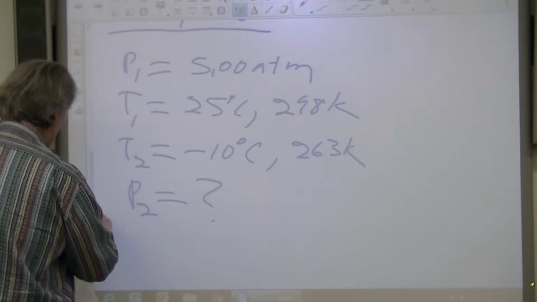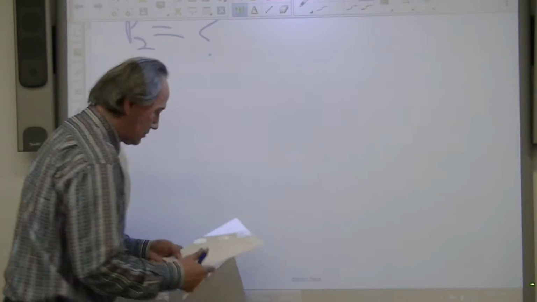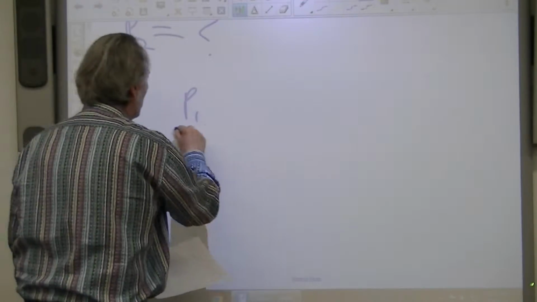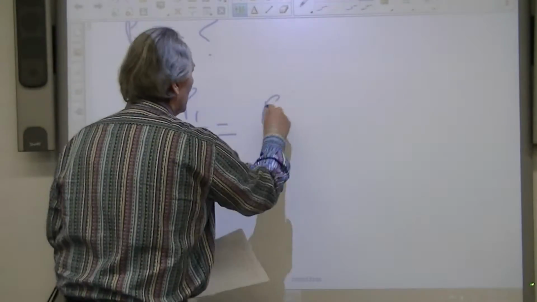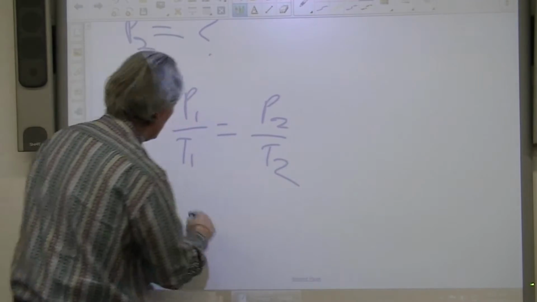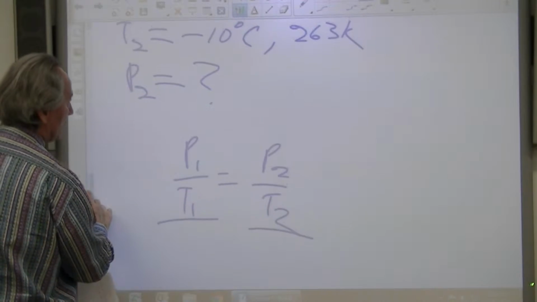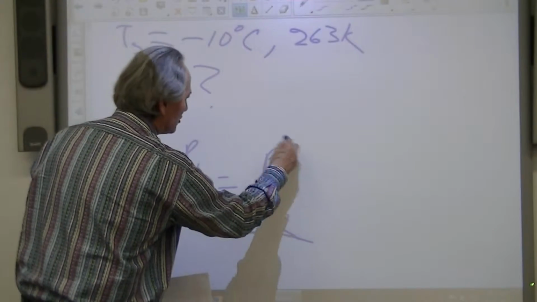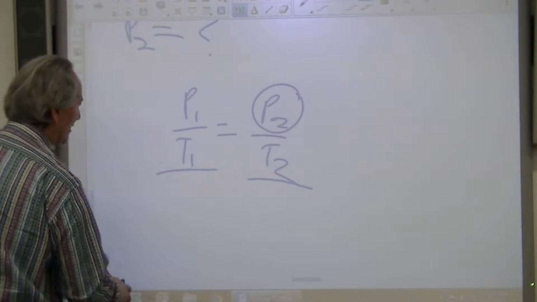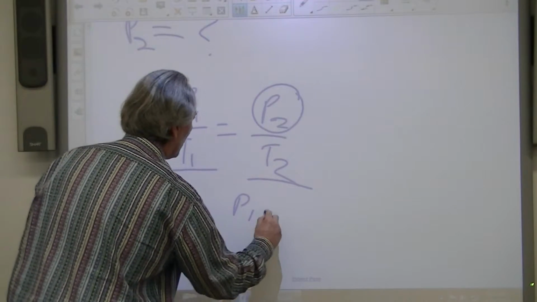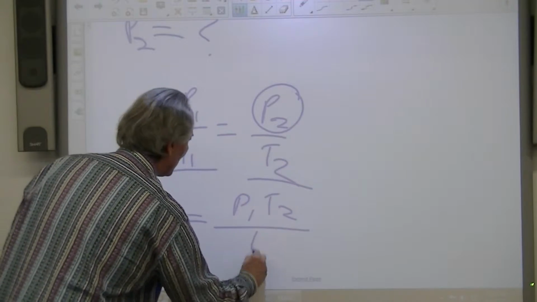That is my unknown. So let's restate this in terms of Gay-Lussac: P1 over T1 is equal to P2 over T2, initial conditions, new conditions. We're looking for P2. That's my unknown, so let's rearrange this. Hence P2 is equal to P1 T2 divided by T1.